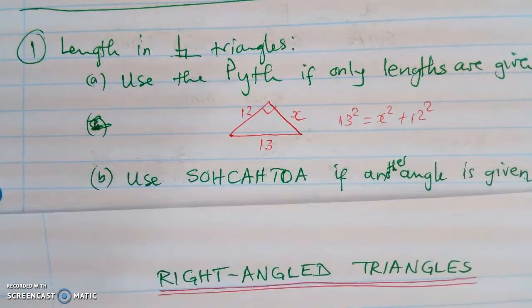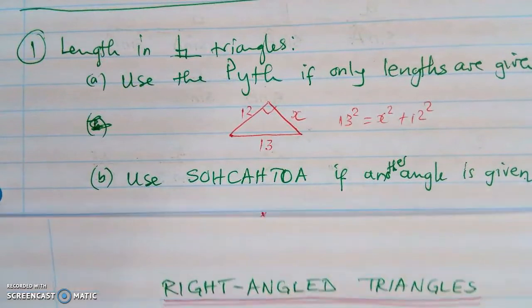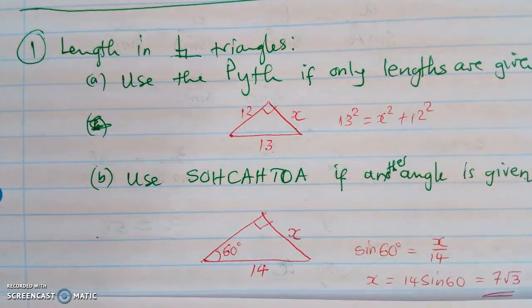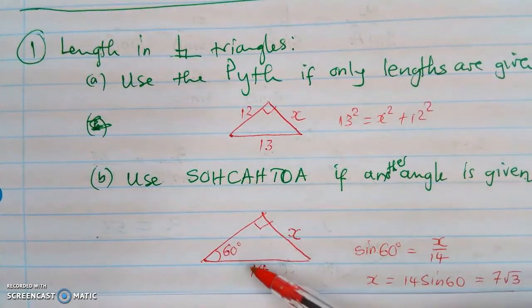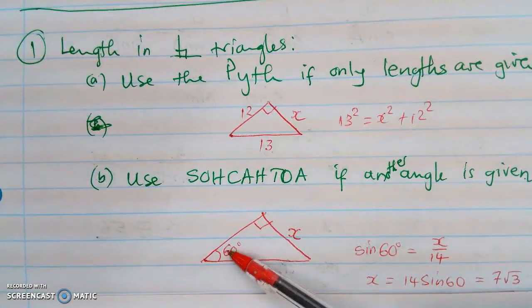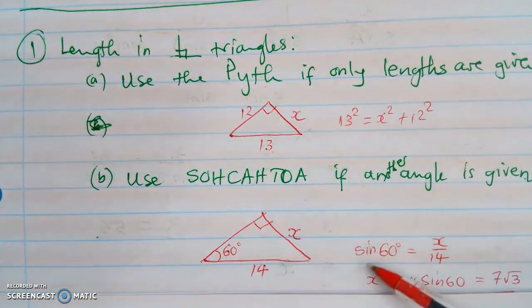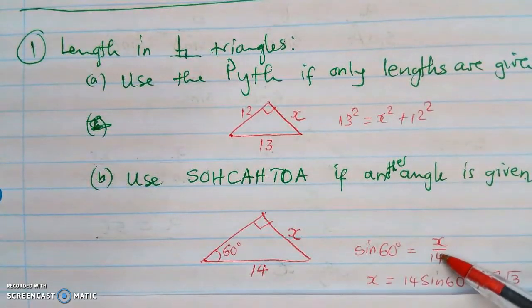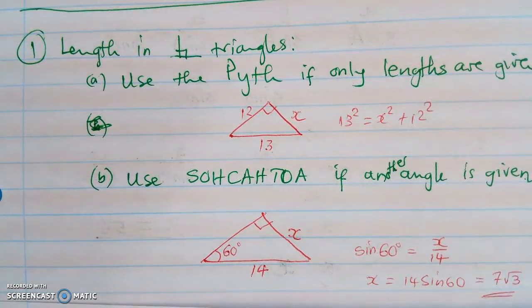Then number two, still on the length, we can use SOHCAHTOA provided we've been given an angle in the triangle. In this case, we still have to find x, and we're given an angle at one side. So we use opposite over hypotenuse, which means we use sine. So sine 60 is x over 14, and therefore making x the subject, x is 14 sine 60.